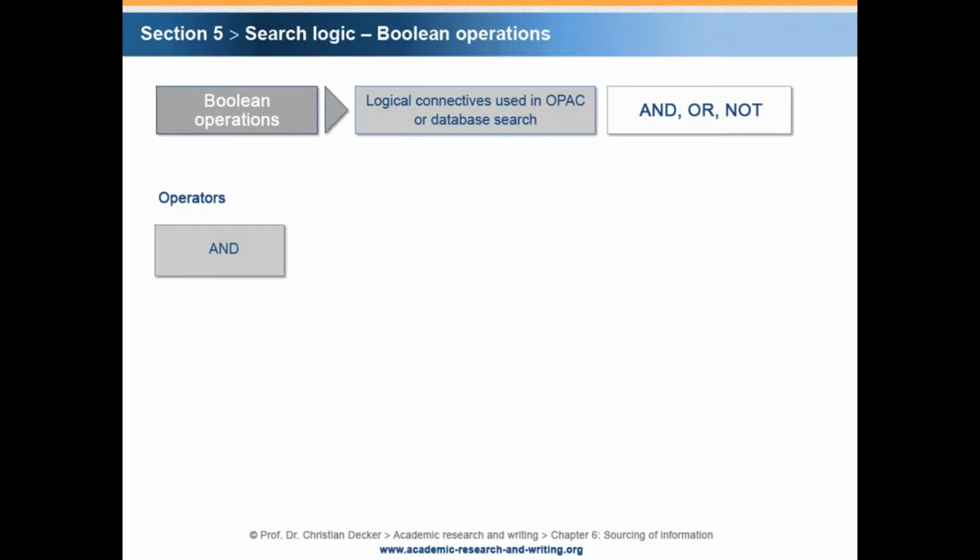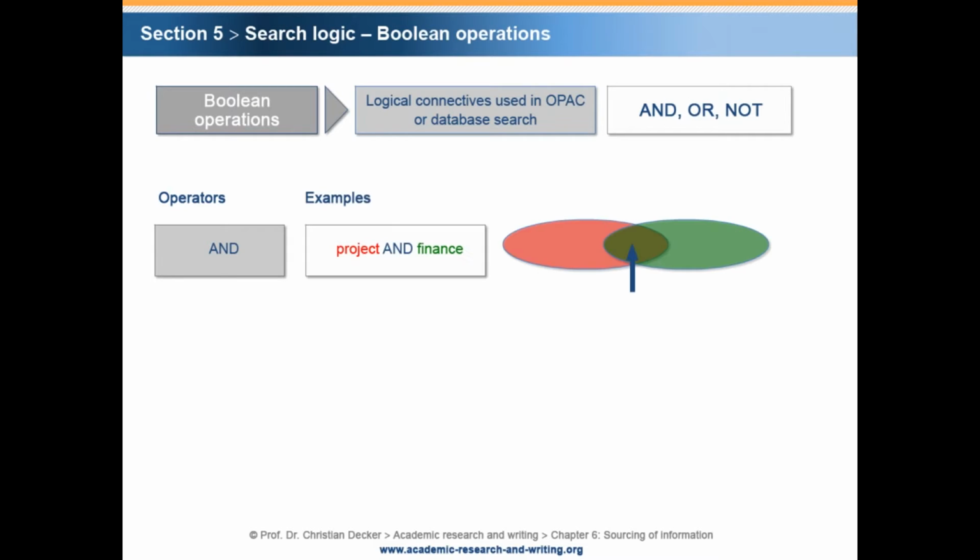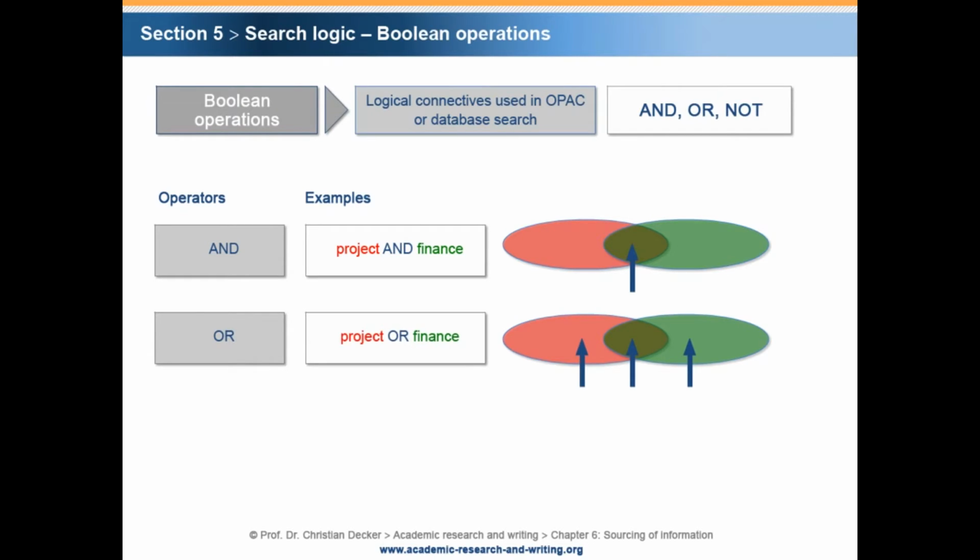AND. The operator AND is used in order to combine search words retrieving literature sources that include both search words. The combination project and finance retrieves literature titles that contain the word project as well as the word finance. OR. The operator OR is used in order to combine search words retrieving literature sources that include either one or both search words. The combination project or finance retrieves literature titles that contain the word project or the word finance as well as the word project and the word finance.